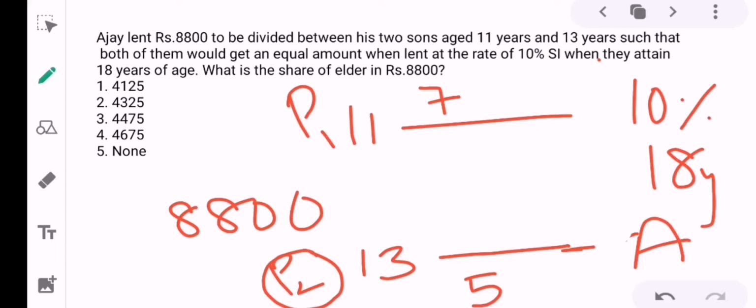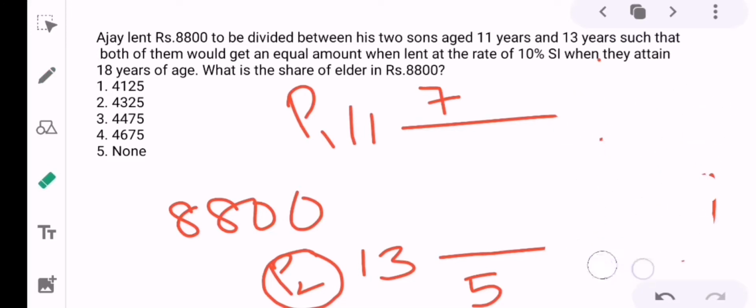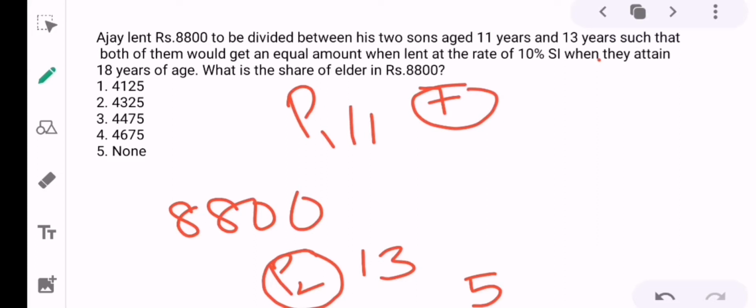So first thing you have to notice is that these three things are same: the interest, the final time, that is 18 years, both will get the equal amount when they reach 18 years of age, and the final amount is also same. So let us just erase it all away. The younger one will take 7 years to reach the amount which the elder one will have to get to in 5 years.